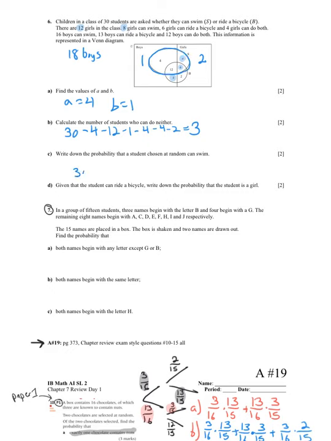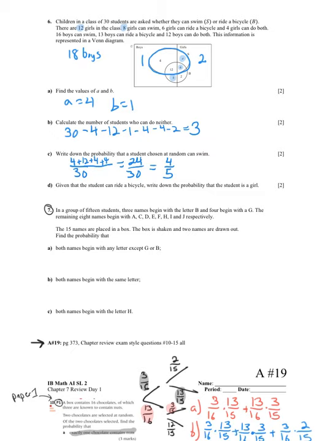So there's 30 total. 4 plus 12 plus 4 plus 4. So 24 30ths. Or you can simplify that. If you divide both by 6, you're going to get 4/5.